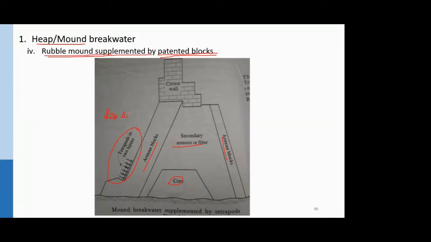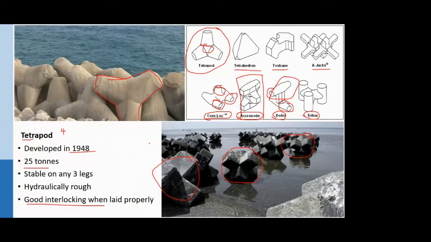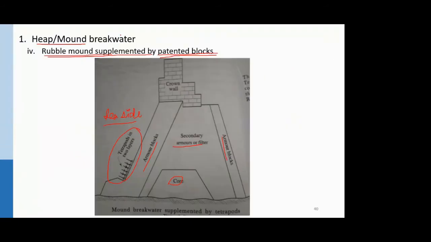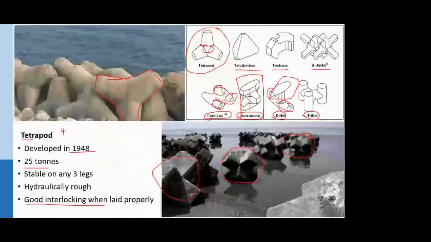In case of breakwaters, it is always good to write which is the seaside and which is the land or the harbor side. That will give a clear idea about the understanding of your concept of breakwaters. So this is the first type of breakwater, that is the heap or mound type breakwater.